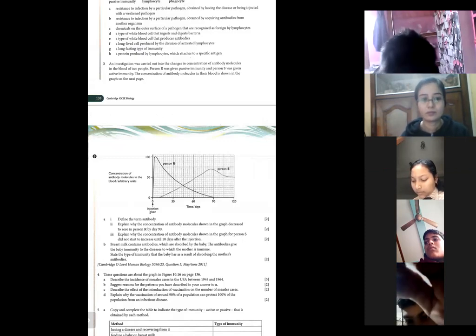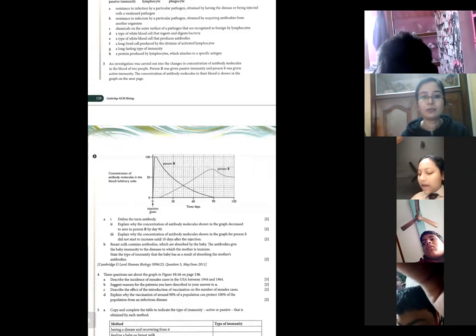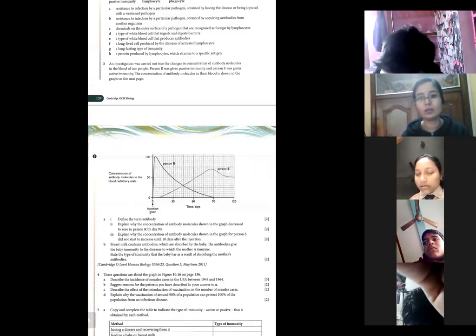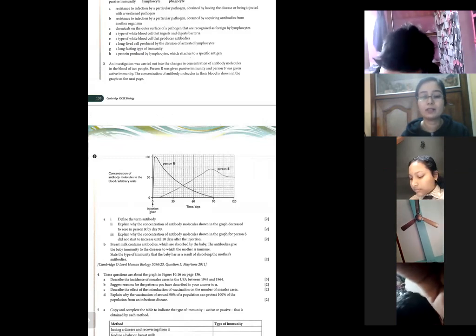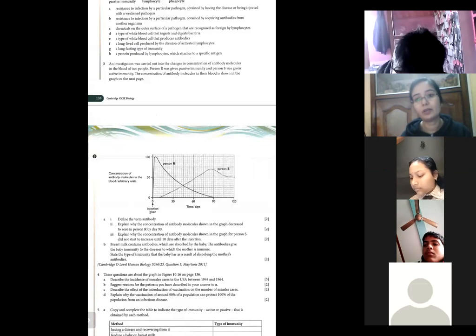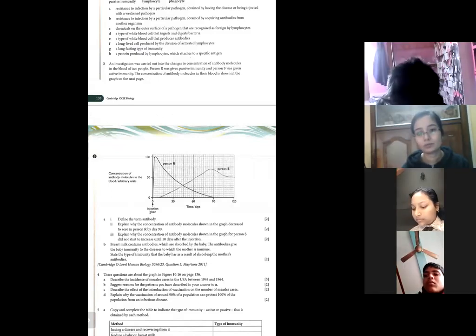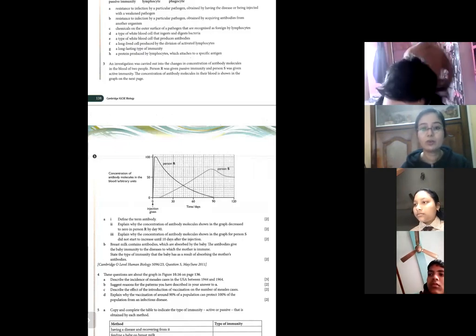And finally, the antibodies also undergo apoptosis process. And finally, the number of antibodies becomes 0, as no memory cells are produced.